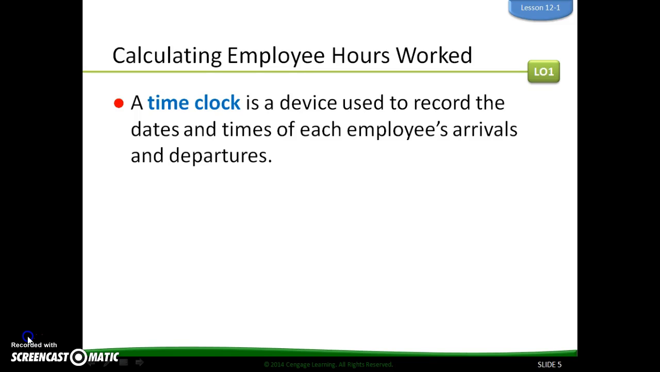So calculating the hours that your employees have worked, most businesses that pay people on an hourly basis have some kind of time clock. And this is a device that's used to record the date and the time that employees arrive to work and depart from work. And most companies nowadays are moving to much more electronic-based payroll systems where employees, when they get to work, log in on the register, and that records the time of their arrival. Sometimes people have really good financial and accounting systems, and they might even swipe a card that allows them to record their arrival time or their departure time.